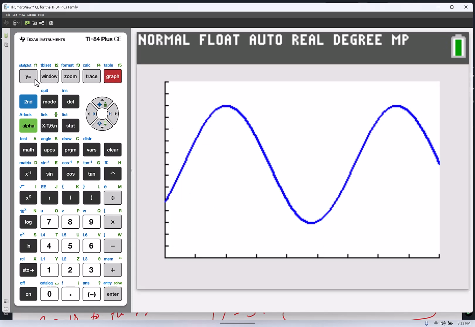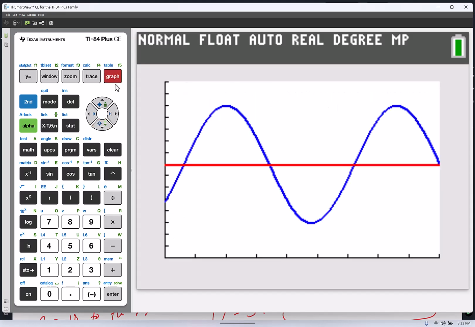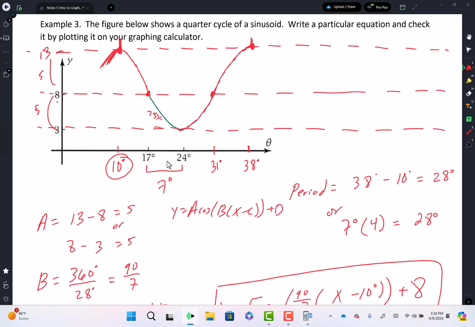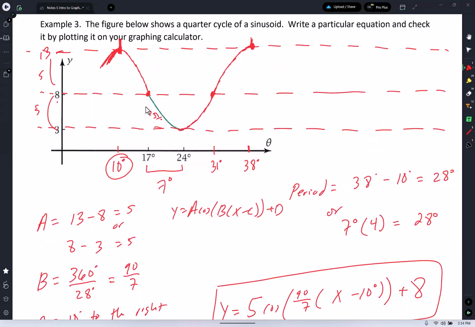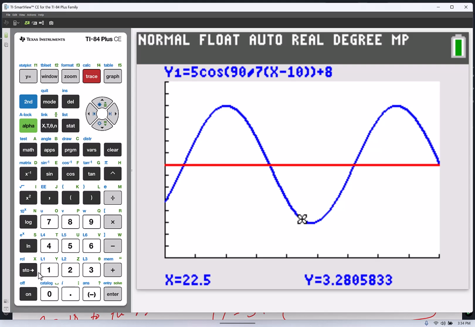Oh, I want to see the midline. Let me go to Y2. I'm going to put 8 so I can see it. Okay. There's my midline. It looks beautiful. I just want the original points, guys. I'm going to push 17. I'm going to push 24. And then I'm going to test one of my peaks. So I'm going to push trace, 17, enter. Yep, check it out. It's right there at 8.